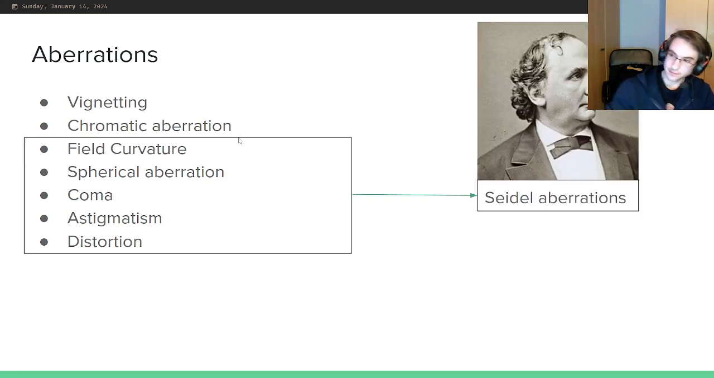And these last 5 are called the Seidel aberrations, named after this guy right here, Mr. Seidel, because he was the guy who calculated the sizes of these aberrations, or how severe they are, as a function of the shape of the lens or the mirror. So we named them after him.